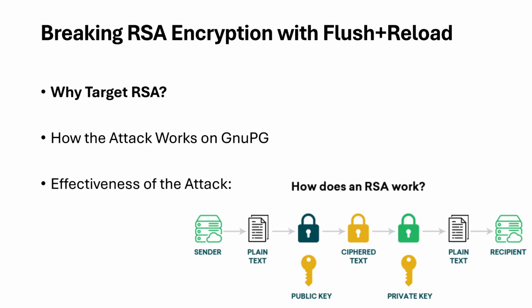So the effectiveness of this attack, what is it? Around 97% of RSA key bits are recovered in one decryption round. It works in both single OS and cross-virtual machine environments. And the worst case scenario is that it can still recover 90% of key bits.